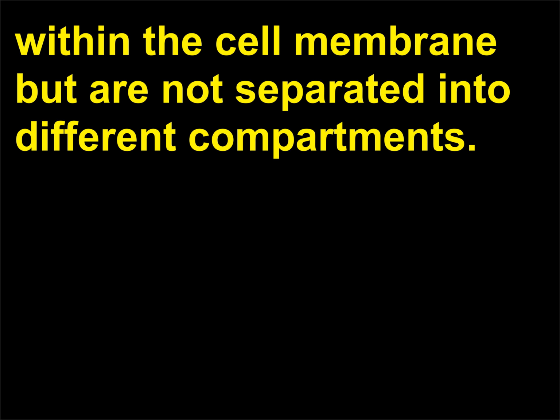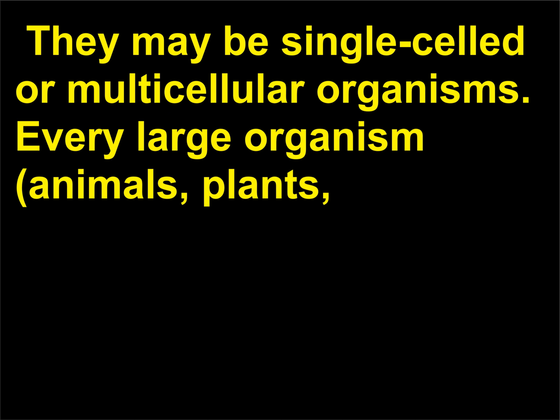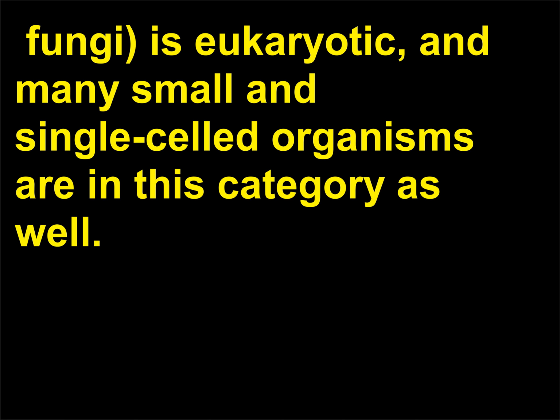within the cell membrane but are not separated into different compartments. Eukaryotes do typically have separate membrane-bound organelles within their cells. They may be single-celled or multicellular organisms. Every large organism, animals, plants, fungi, is eukaryotic, and many small and single-celled organisms are in this category as well.